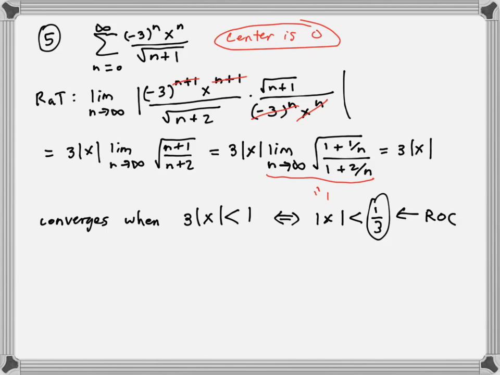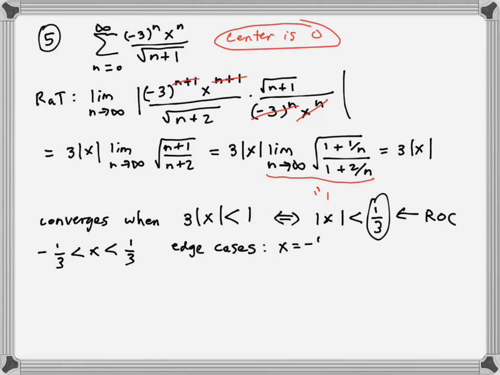Now, we're not done because we called this case 3, right? This is case 3, so we do need to check the edges. So let's go ahead and figure out the interval of convergence now. We've already got the absolute value, or the x isolated, so we just need to check these edges. So let's do the edge cases now.